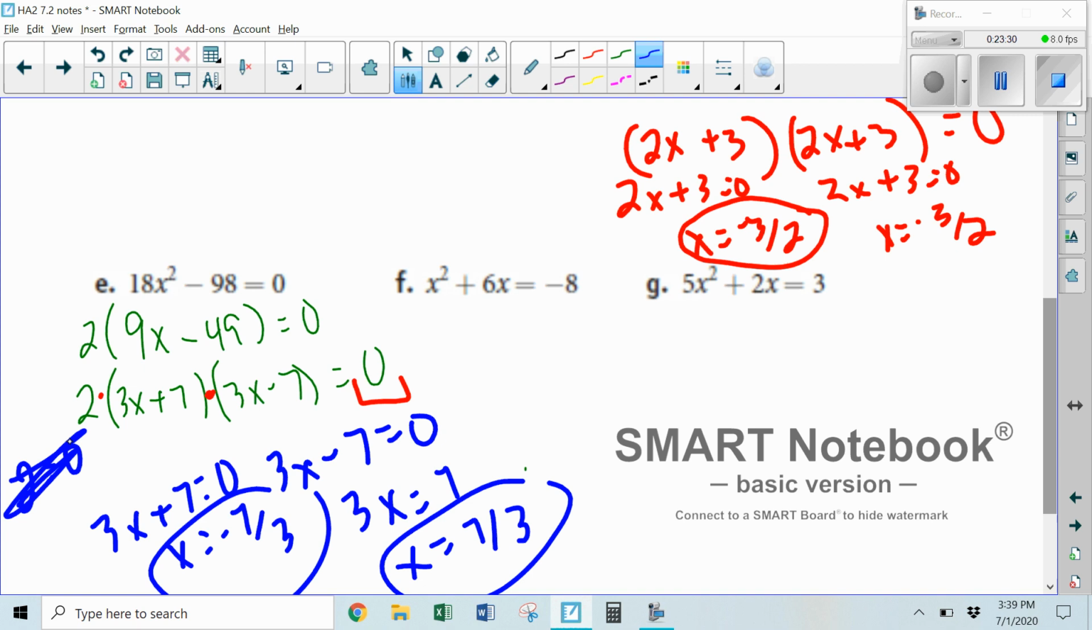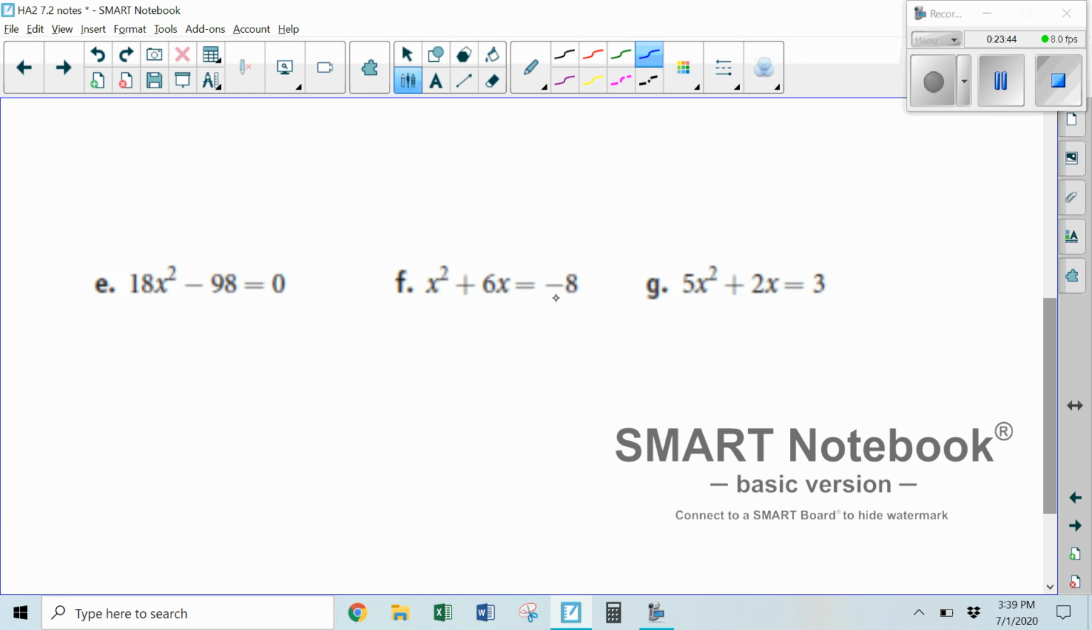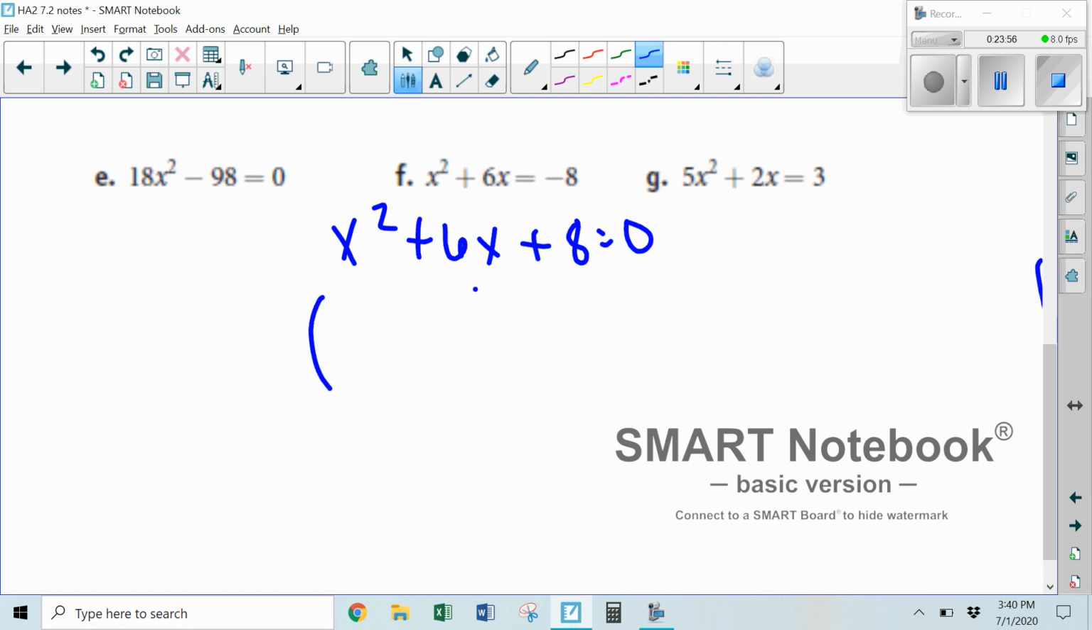Okay, go ahead and do F and G. The answers to F are -2 and -4. The answers to G are negative. Actually, let's talk about F real quick. You'll notice it's not equal to 0. First thing you want to do for F is move the 8 over, add 8 to both sides. Then you're going to factor.